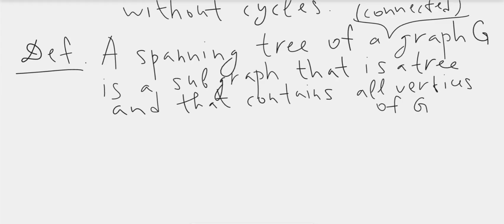So we don't have to specify that it's defined only for a connected graph, but it follows that it exists only for a connected graph, because a tree is a connected graph, and if we have a subgraph that contains all vertices, then the original graph must be connected.